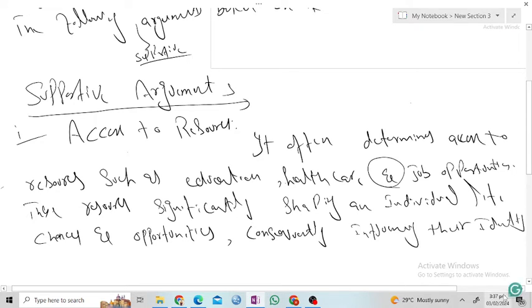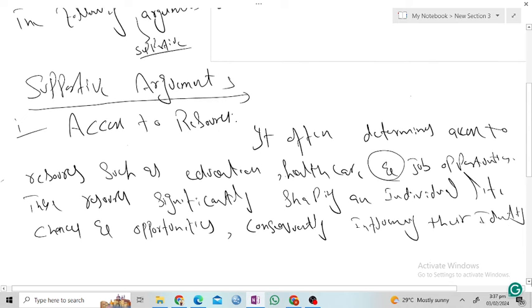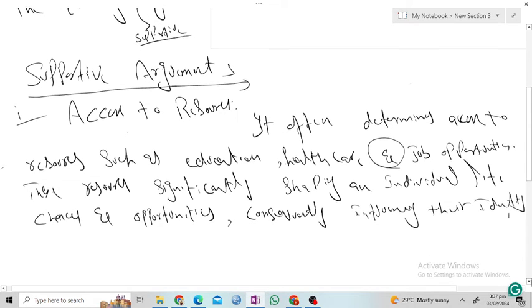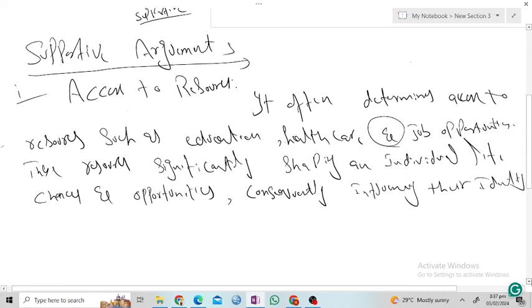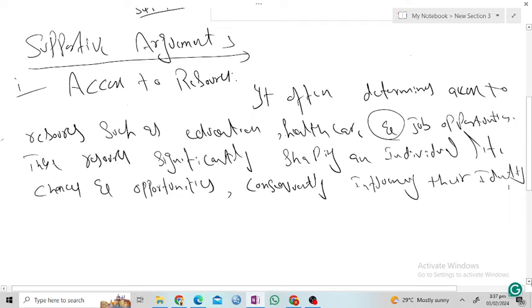Now you can see, first I give the introduction of my heading, then I explain it in a few more lines. Now I will analyze it through examples.